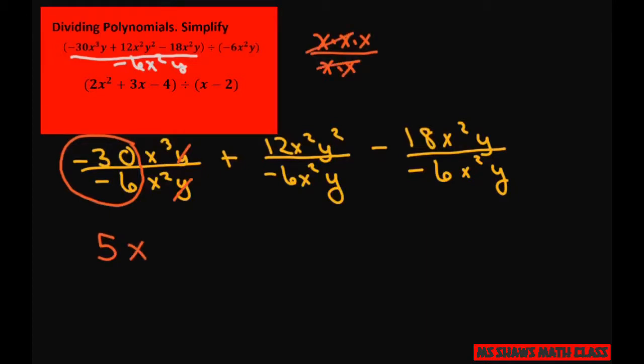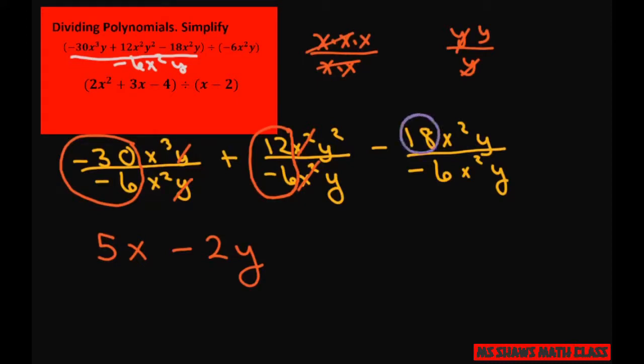All right. Now we have 12 divided by negative 6. That's a negative 2. So you have plus a negative, so we're just going to put negative 2. X squared divided by x squared is 1. And y squared divided by y is just going to be y. Then we have 18 divided by negative 6 is negative 3.